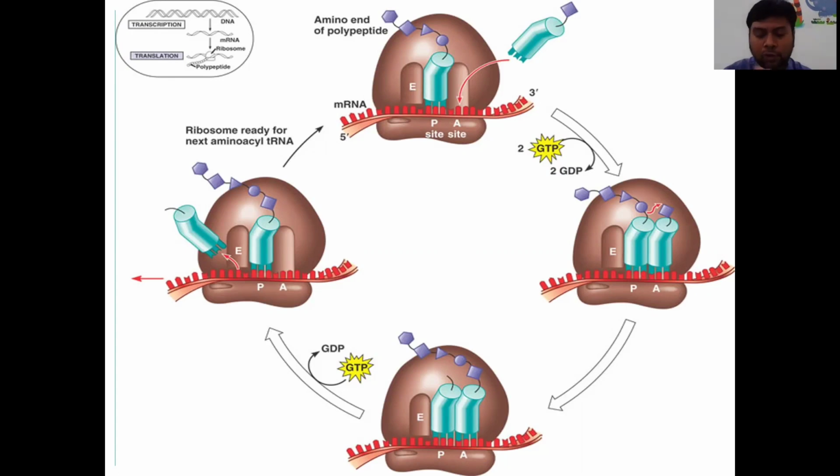How long will this proceed? Until you get a stop codon at the A site, either UAA, UGA or UAG. If you get any one of these 3 codons in the A site, the process goes to termination. So now let us see the termination process.